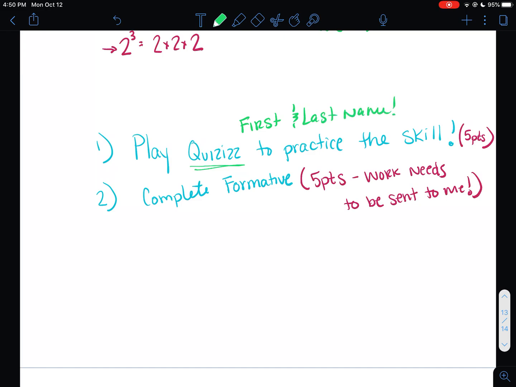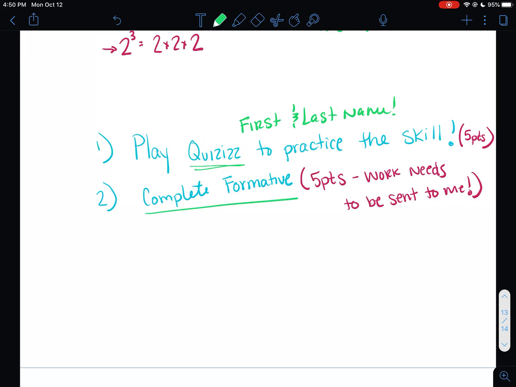I had a couple silly names. They didn't get credit last time. I even had a couple just first names. Make sure you do first and last because there's a lot of common names in this grade. So I want to make sure I know who you are. So first and last name when you play quizzes, just play it through once. And then once that is done, you get 5 points towards your grade. Easy 5 points. Don't skip it. Please take advantage of it.